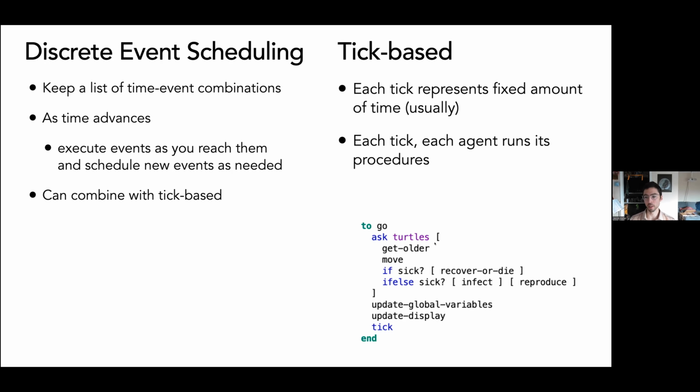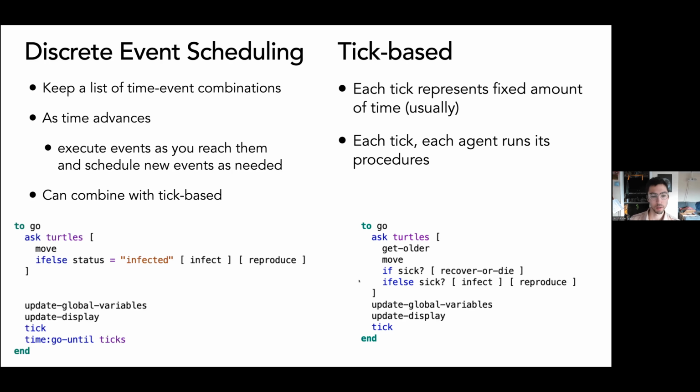Here's the go procedure for the original tick-based version. We ask our turtles to get older, move. If they're sick, then you either recover or die. And also, if sick, you can infect someone, and if not sick, reproduce. And then there's some updates. In the discrete event version, these two lines are gone because getting older and recovering or dying are now being scheduled in the discrete event schedule instead of happening every tick. I'll show how those look.